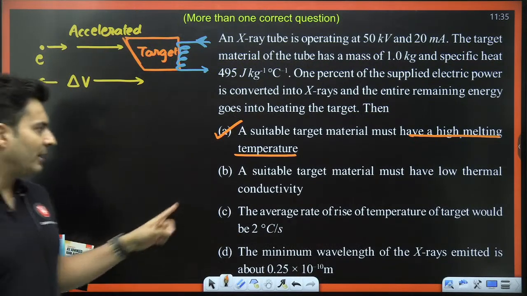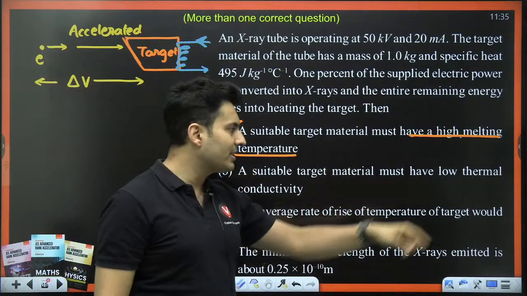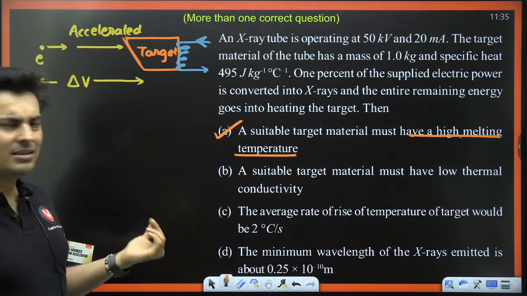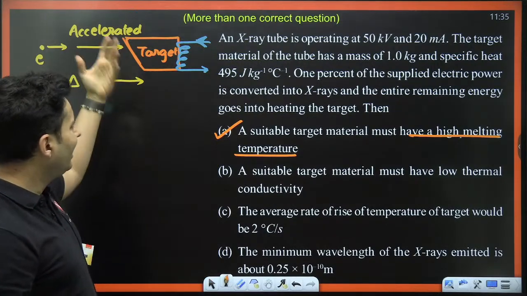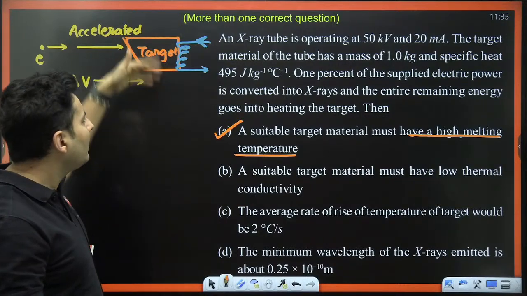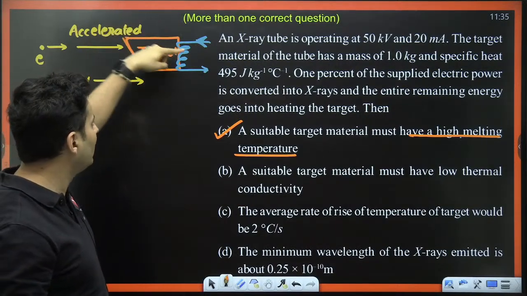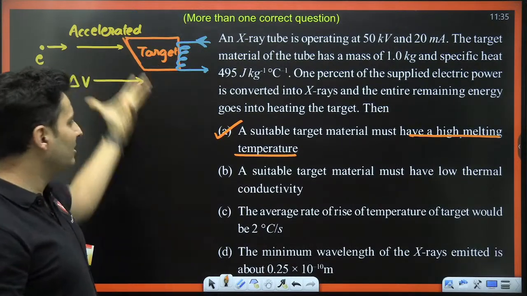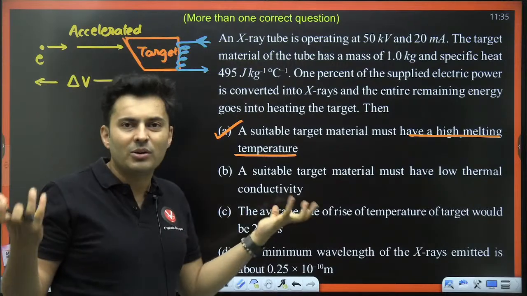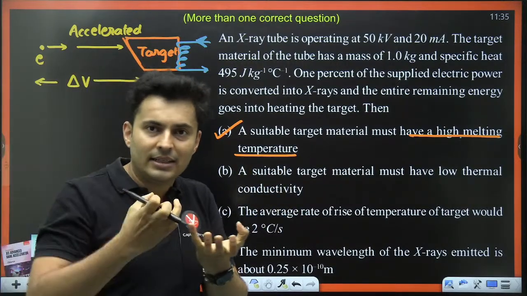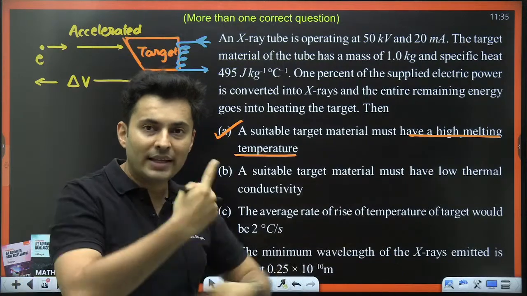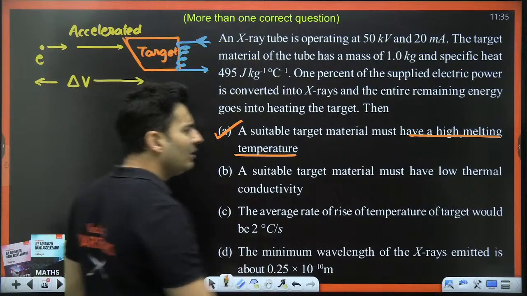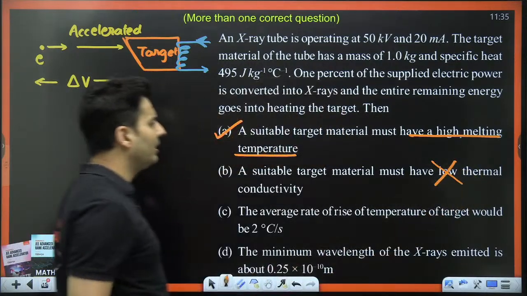What about this particular option? A suitable target material must have low thermal conductivity. That means it should not conduct heat. I feel that has nothing to do with this. Why low thermal conductivity? Even if it has high thermal conductivity, it is good. In fact, it will conduct all that heat into the coolant. If it has low conductivity, it is not going to conduct that heat from one side to the other side, where the coolant will absorb that heat and let it go. So having low thermal conductivity does not make any sense.